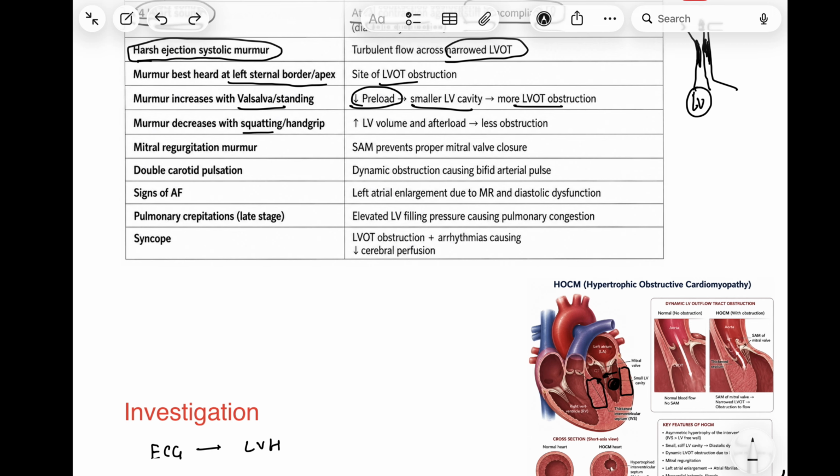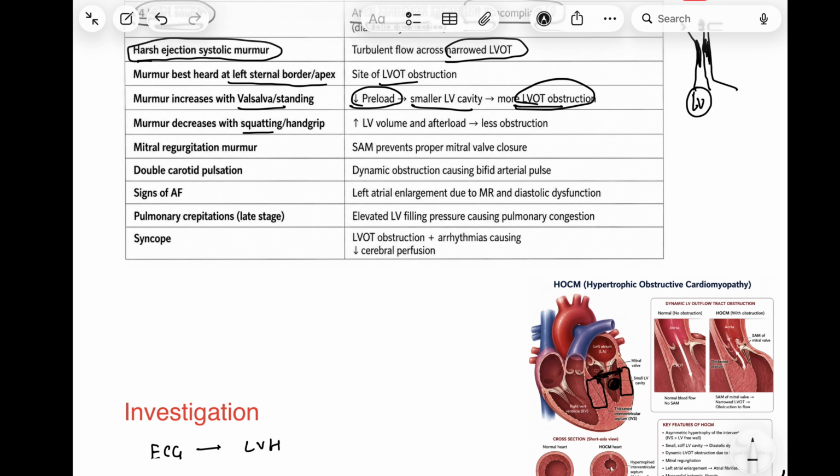Suppose there is increased preload, then the amount of blood in the left ventricle is increased, right? So the distance between the interventricular septum and the left ventricular wall is increased, and more blood can be accommodated in the left ventricle. So there is decreased LVOT obstruction. So what do we get in Valsalva or standing? In Valsalva and standing, there is decreased preload, so there is more LVOT obstruction and an increase in murmur intensity, right?